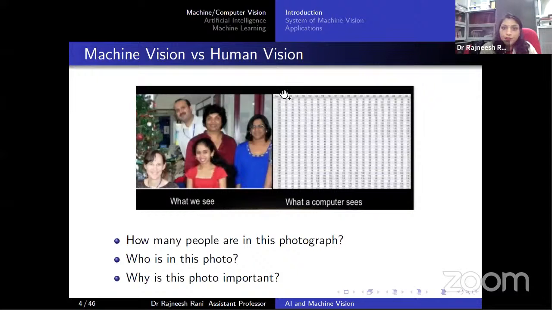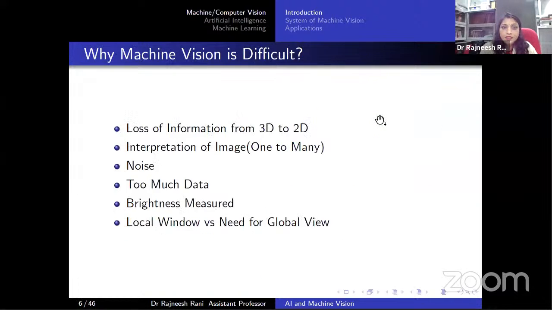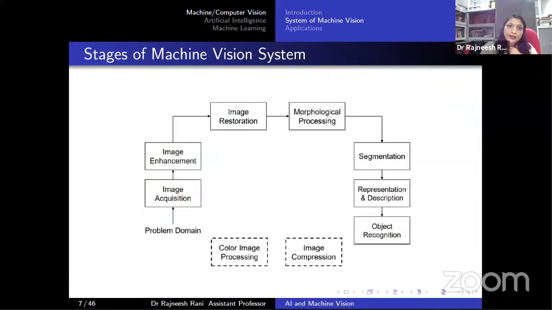So the computer will process, you can say, individual pixels, so the local view is there. But if we want to know the whole content of the picture, then we need the global view. That means the computer cannot process all the pixels together. So these are some limitations, or reasons, that make machine vision difficult.